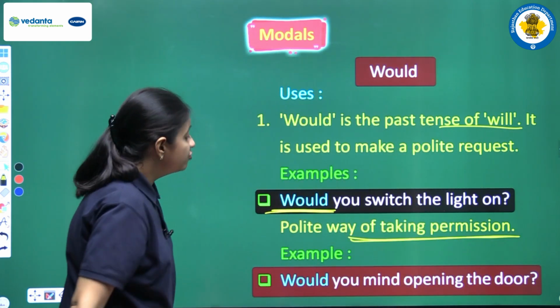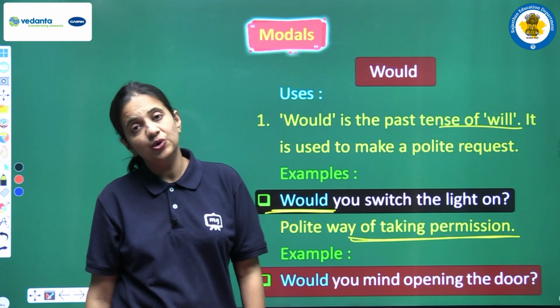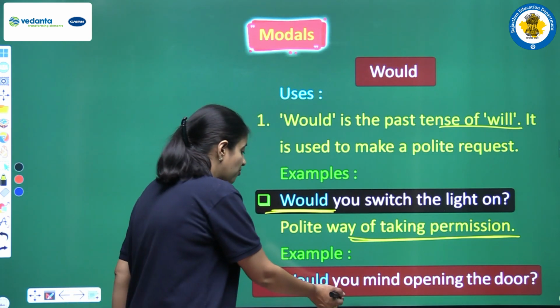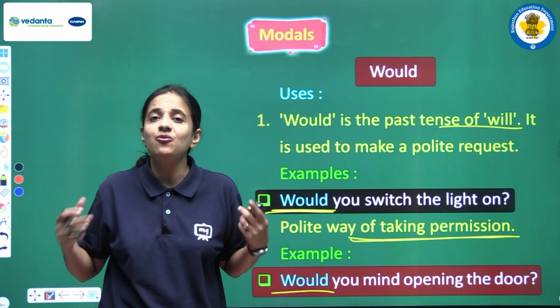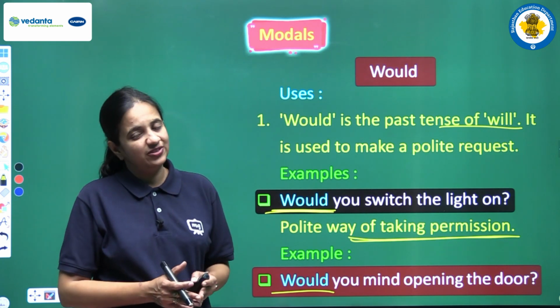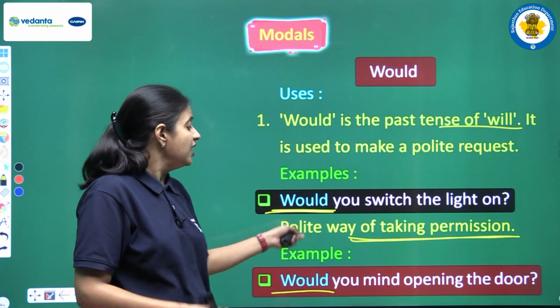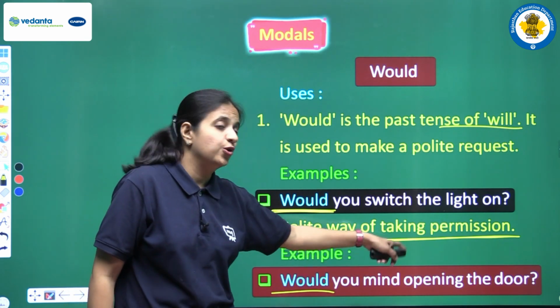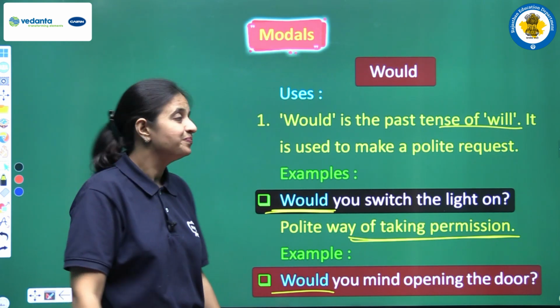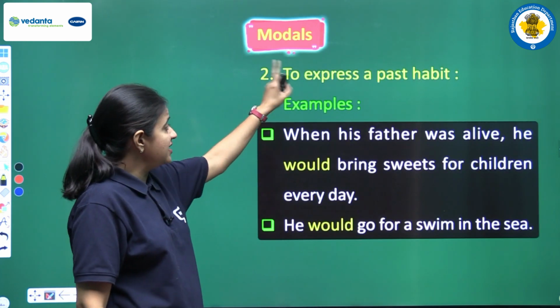How? Let's see. Would you mind opening the door? Right? Again we are using would. Why? Because we just want to be very polite here. So for this reason we are using would, and we are saying that would you mind opening the door? Okay. Next, we are having the second use of would.